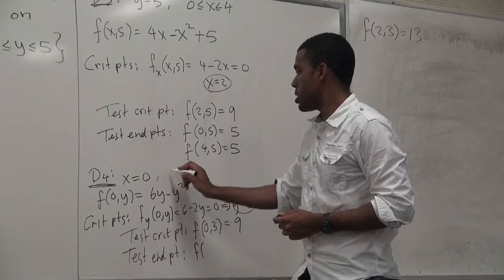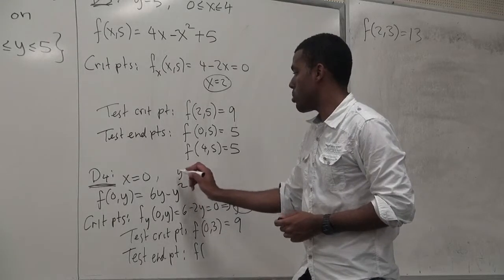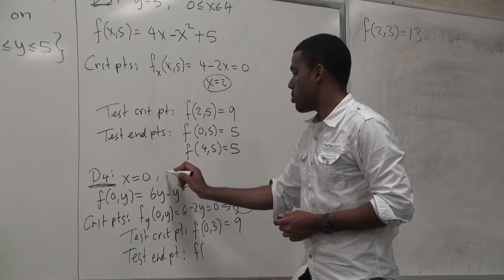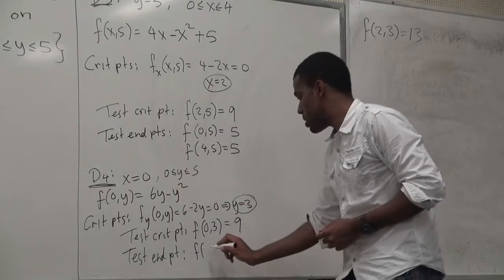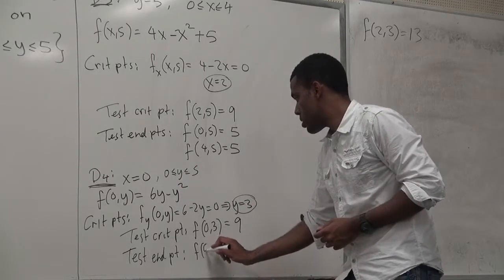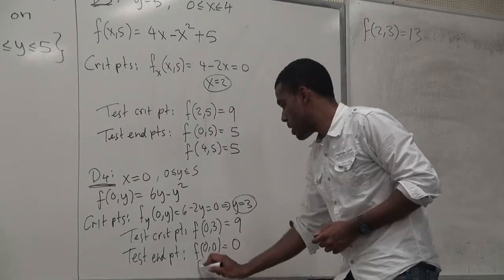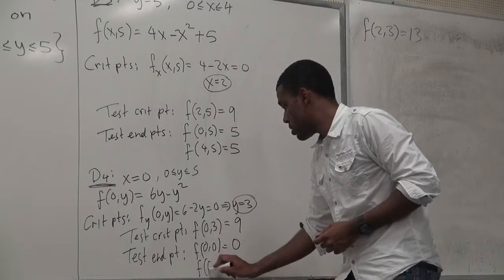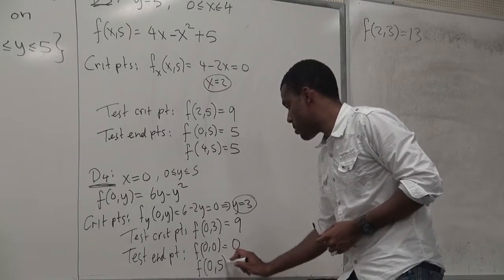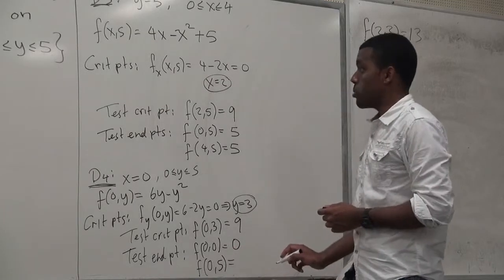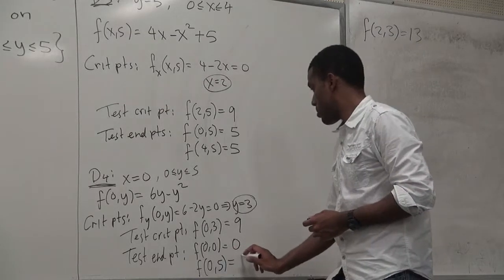Test endpoints. So this was actually y goes from 0 to 5. So we can test 0 comma 0, which is 0, and we can test 0 comma 5, which is what, 5?